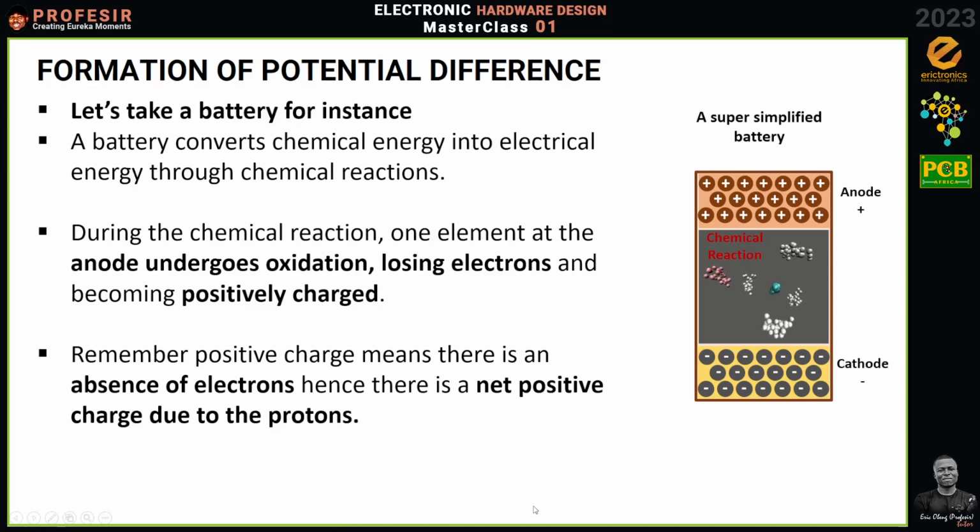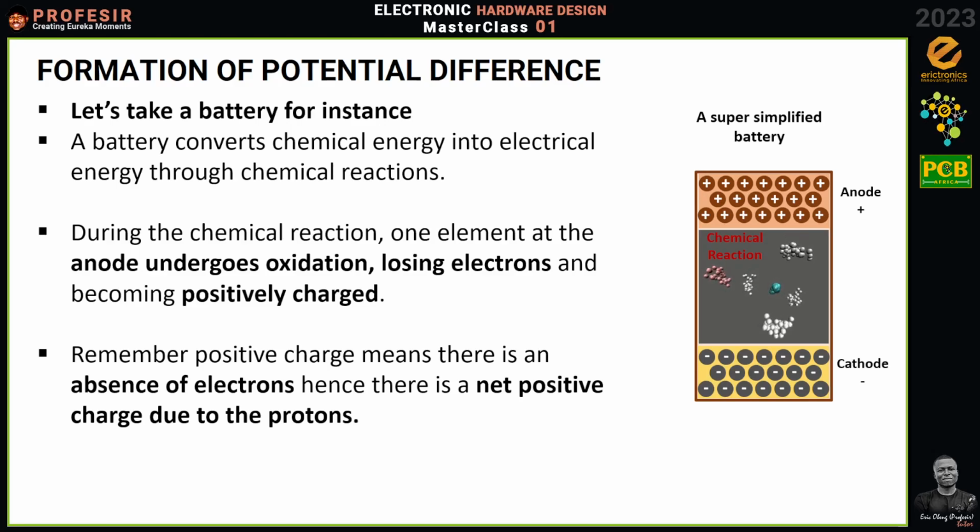The cathode material, all the atoms in the cathode material that received the electrons have now gained one electron more than they used to have, right? So that means that each of them has one electron more than protons. So they become negatively charged.